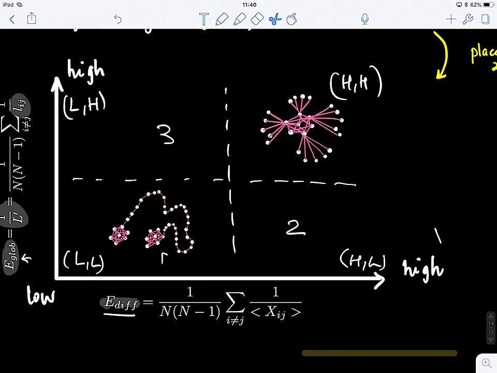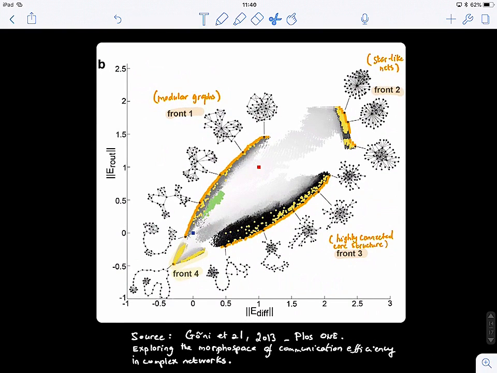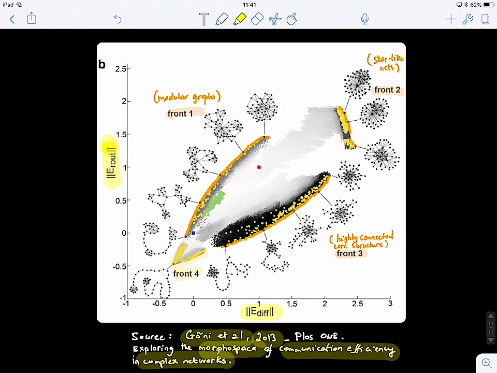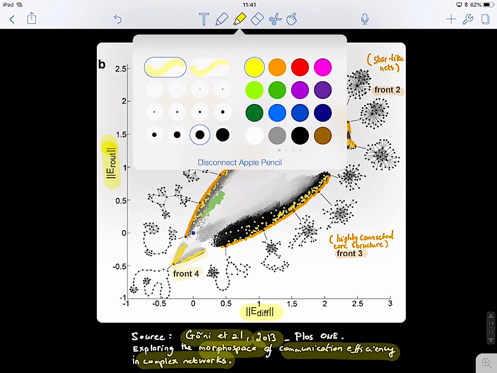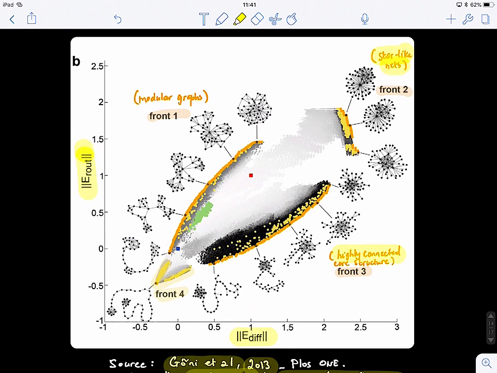Now, how do we know that? How can we demonstrate that? Feel free to look at this nice paper, which also has animations and videos simulating different graphs. In this paper by Goni and collaborators, 2013, they were exploring what they called the morphospace of communication efficiency in complex networks or graphs. They simulated what they called canonical graphs. They defined graphs with different structures, like star-like graphs right here, graphs with highly connected cores, and hybrid forms like these. They also defined modular graphs with different modules, like here, okay?